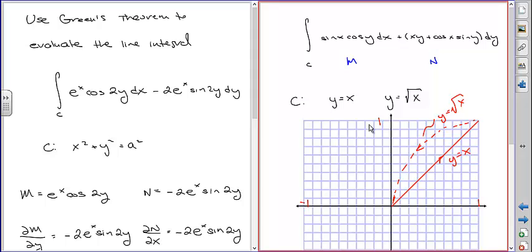I don't think we did this problem. Let me look it up and see what exactly this problem is.